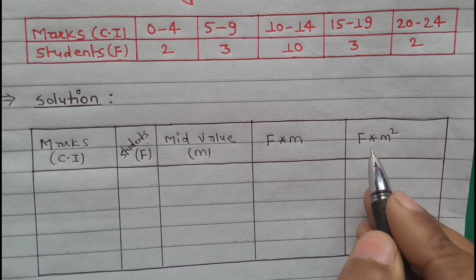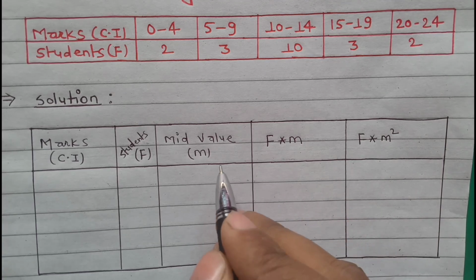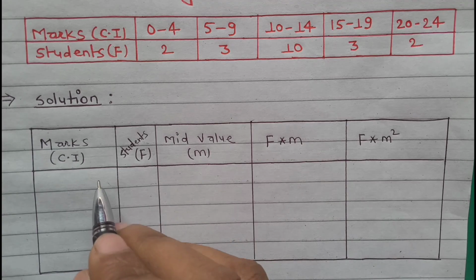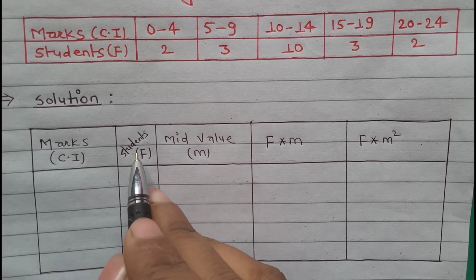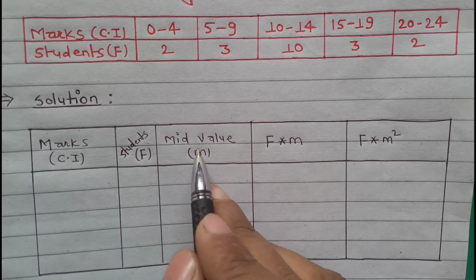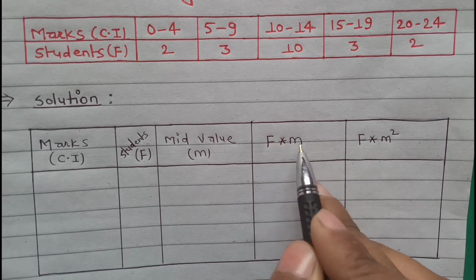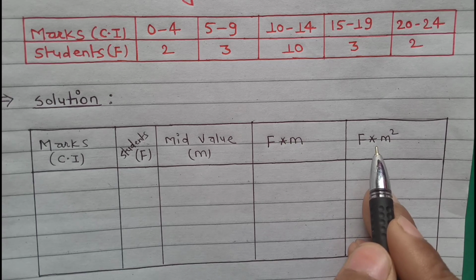This table is very necessary for calculating standard deviation and variance. If we calculate only the mean, then we need only marks, students, and mid value. We don't need F into M and F into M square. Those are needed only for standard deviation and variance.